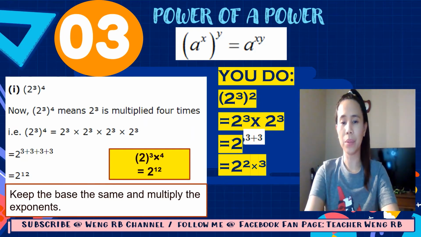And applying the rule, we can now have 2 raised to 2 times 3. 2 times 3 is 6, so that is why our final answer would be 2 raised to the 6th power. So if you are correct with this, great job.